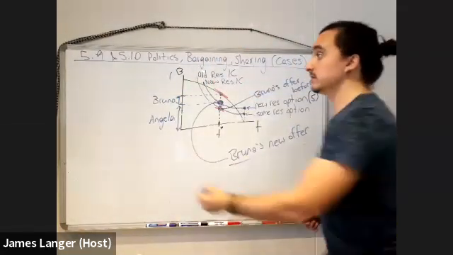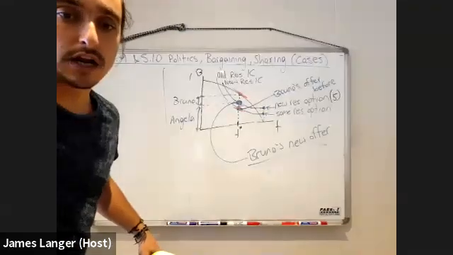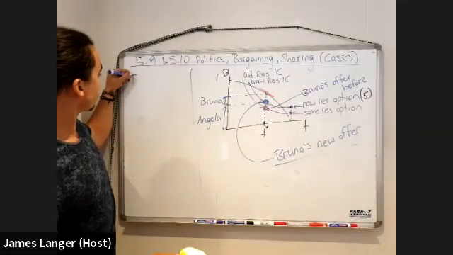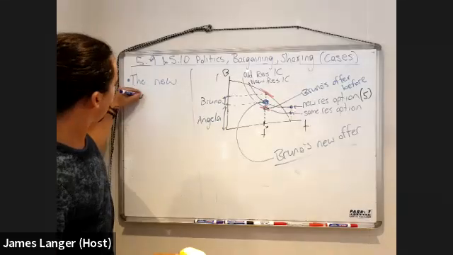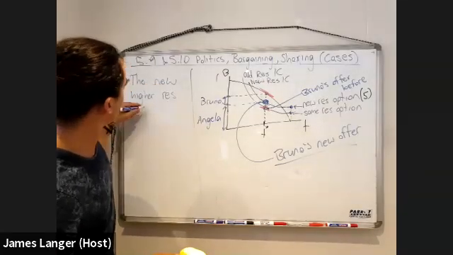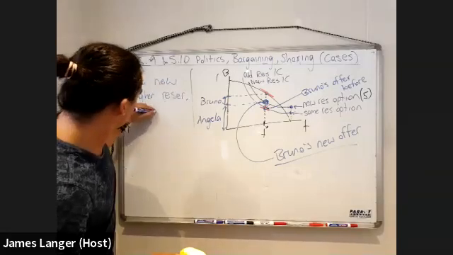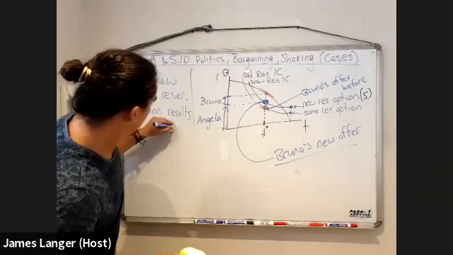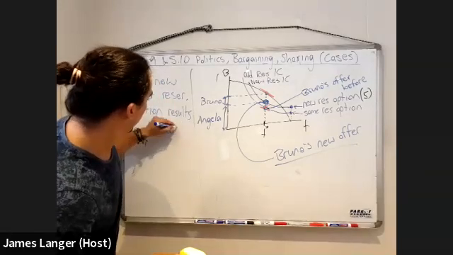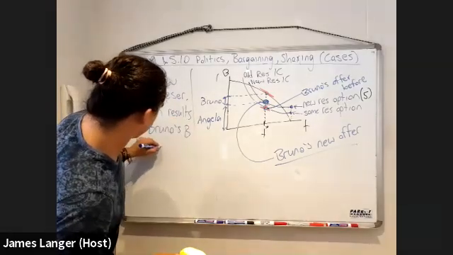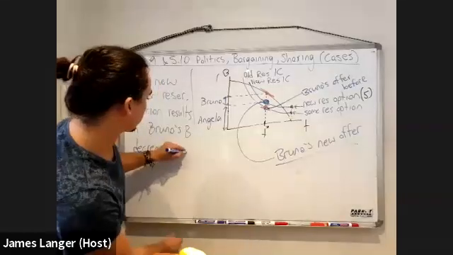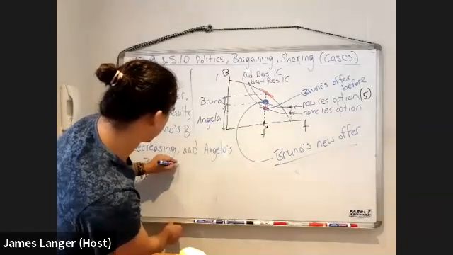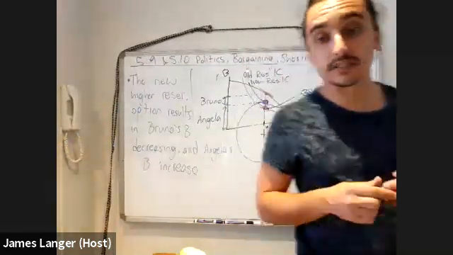All right, so the introduction of the new higher reservation option results in Bruno's B decreasing, and we see Angela's bushels increase, because otherwise Angela will not take it.